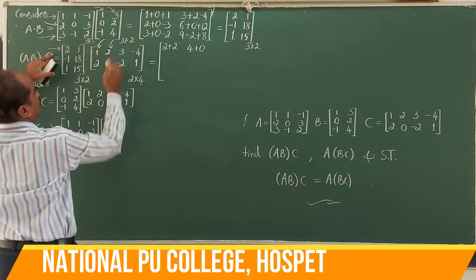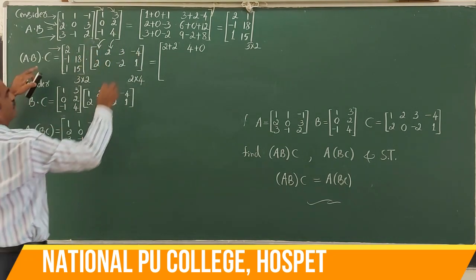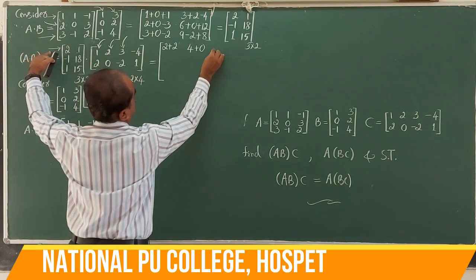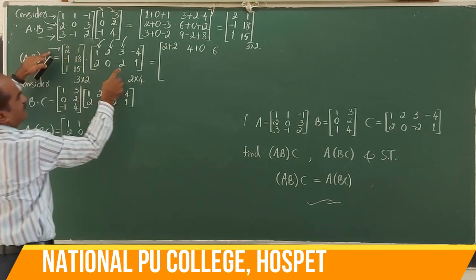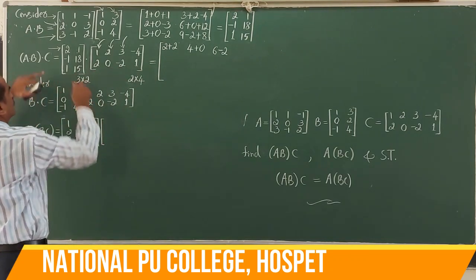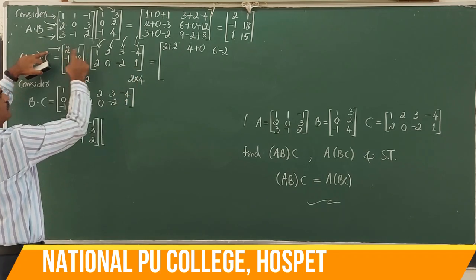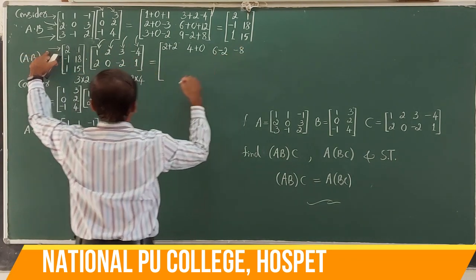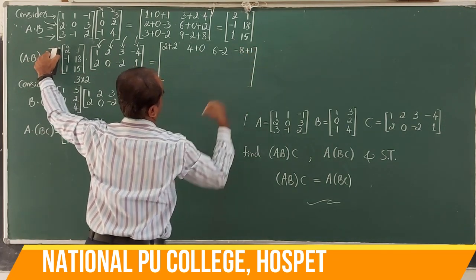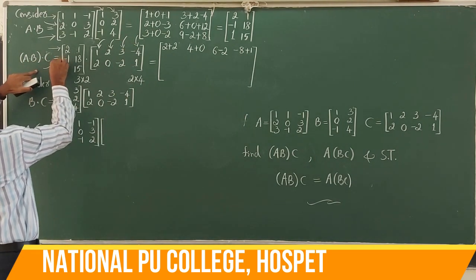First row, third column. 2, 1, 3, 2. 2 into 3, 6, plus 1 into minus 2, minus 2. First row, fourth column. 2, 1, minus 4, 1. 2 into minus 4, minus 8, plus 1 into 1, 1. All the columns completed. Now take second row elements.